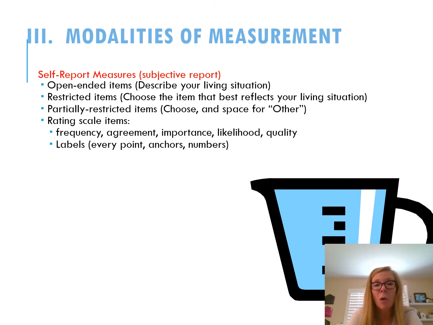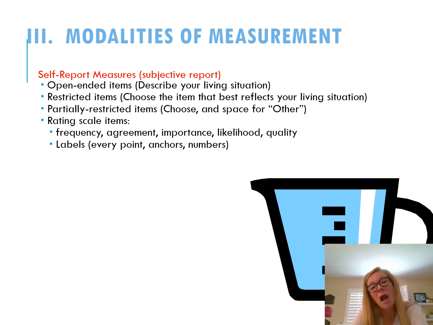You can label those numbers in terms of frequency, like how often does something happen, agreement, how strongly do you agree or disagree, how important is something to you, what is the likelihood or probability of something happening, or the quality of something. So rating scales are actually really pretty flexible and probably the most common way that paper and pencil self-report measures are constructed.